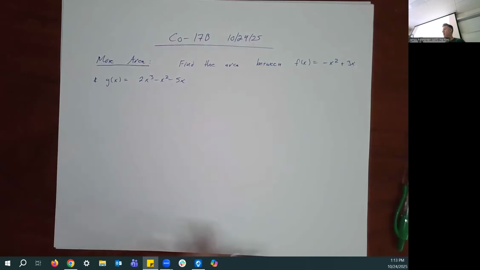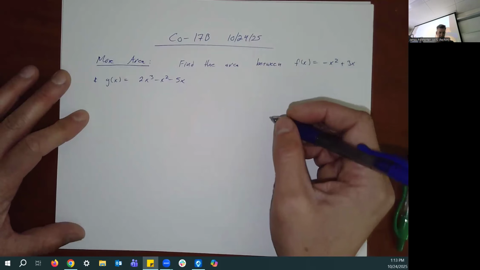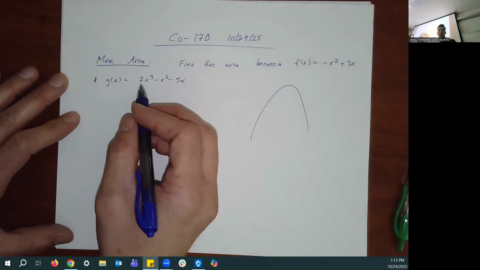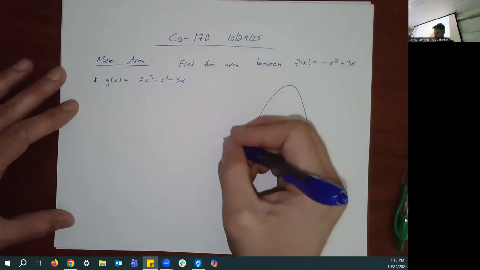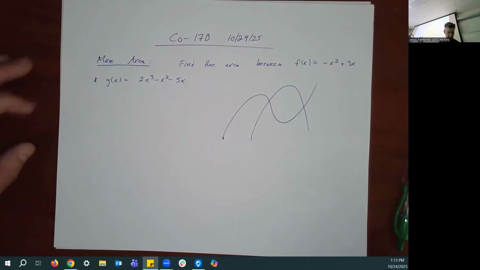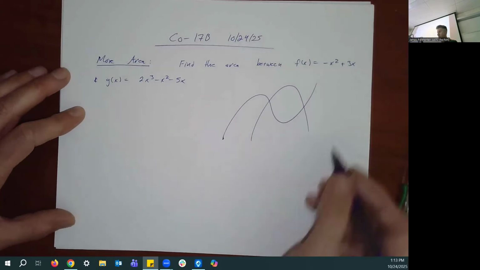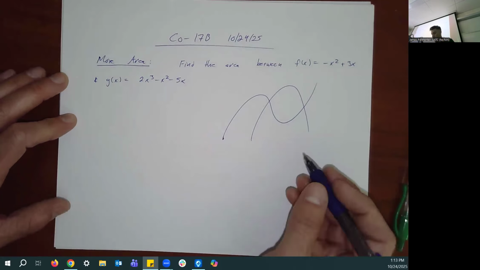We could have a vague idea. I know this is a downward opening parabola, so it's probably going to do something like this, and this is a cubic function, so it's probably going to do something like this. I don't really know, probably something a little bit stranger. Anyway, these might intersect in multiple places, so drawing this bad picture here is not super helpful.